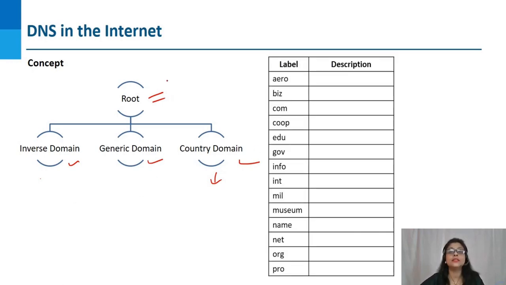So here let's look at the different levels we can have. We can have aero level, which is basically the airlines. We can have biz for business.